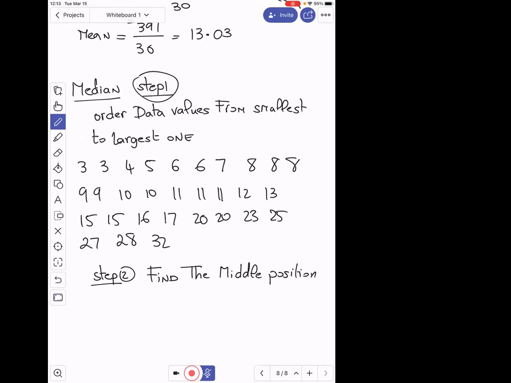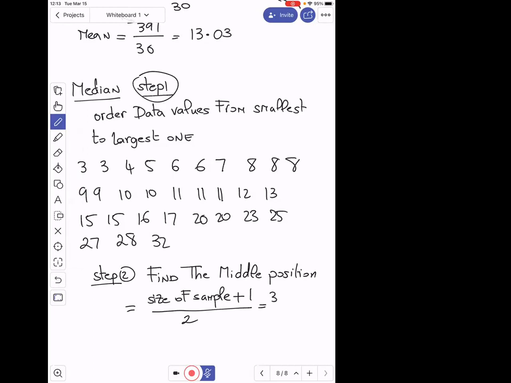Okay, and how do we find the middle position? Well, here you have 30 numbers, so you need to find the middle of your 30 numbers. You can just take the size of the sample. We have 30 numbers, so that's the size of the sample. Write it down here: take the size of the sample, which is 30 in our example, plus 1, always plus 1, and then divide by 2.